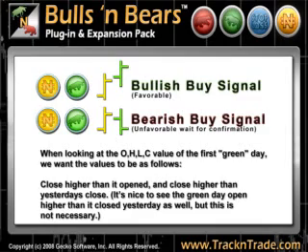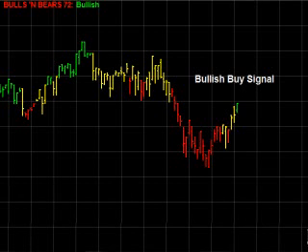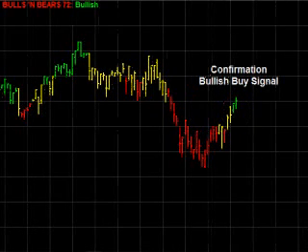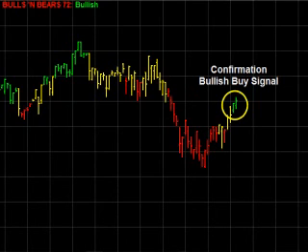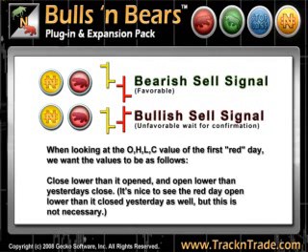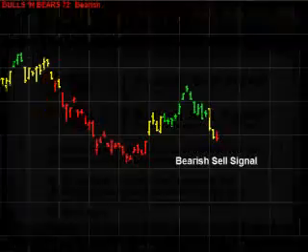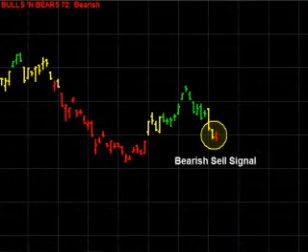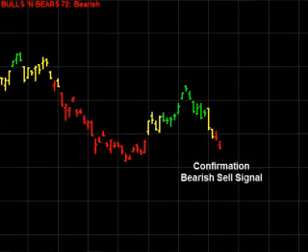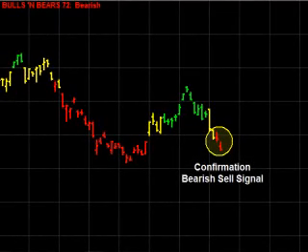A bullish or long entry signal is given when we receive a green light, or green price bar, preceded by a yellow light, or yellow price bar. A confirmation of the buy signal is a second green light. Of course, it would be just the opposite for a bearish or short entry signal: a yellow light or yellow price bar followed by a single red light and confirmed by a second red light.